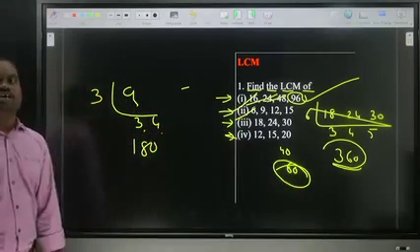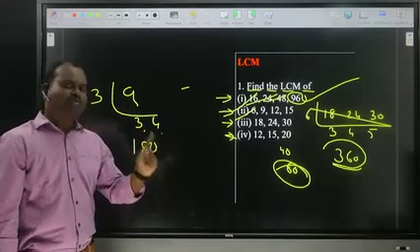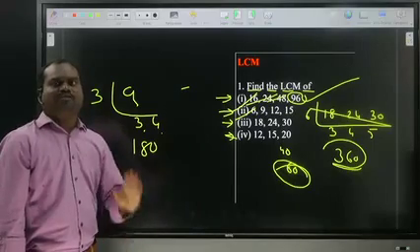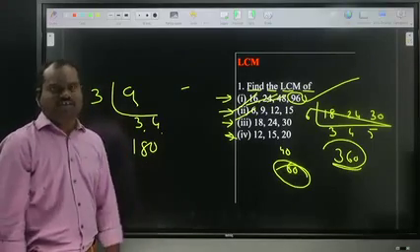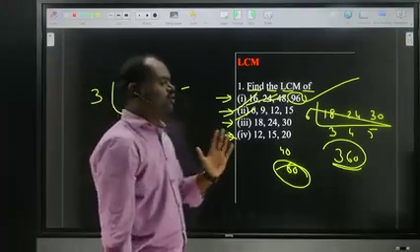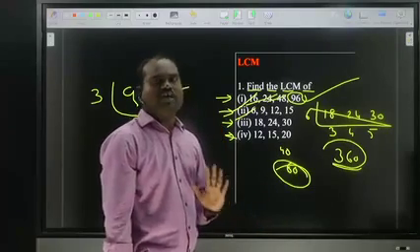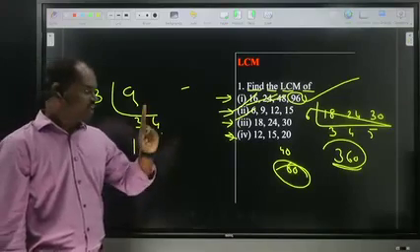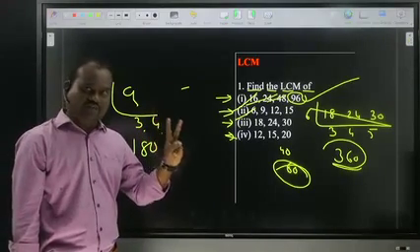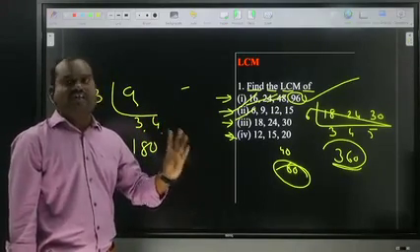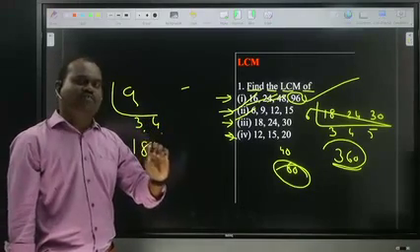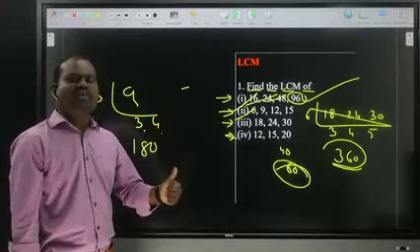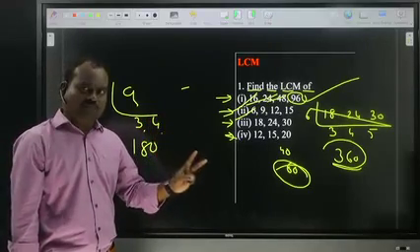Okay, now I have shown you three methods: normal, elimination, as well as looking at the highest number. Based on the numbers, you have to use your convenient method. Is it clear? So what is the LCM? 60. Now I showed it for normal numbers. Here we have four cases: normal numbers, decimals, power numbers, and fractions. In all four cases, we'll observe LCM as well as HCF.